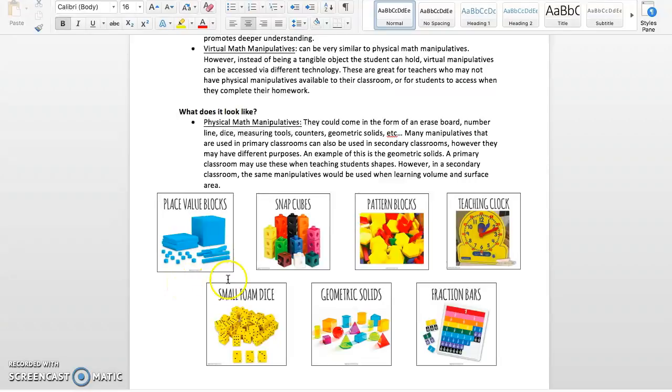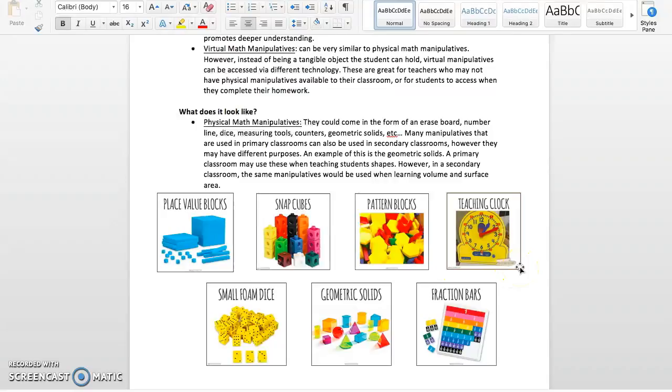Snap cubes are similar to the place value blocks, and you can just snap them together, and they come in a lot of colors, and it's just a great way for students to see what's going on with the math problem. Pattern blocks show students how shapes can be broken down into different shapes, and they also are great for showing volume of an object or area.